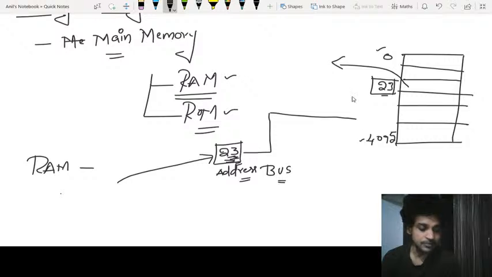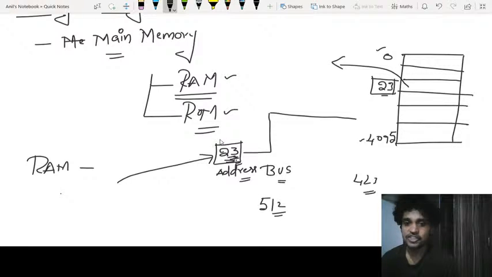Initially, it may locate 423. As 423 is not equal to 23, it goes to another address, that is 512. As it is not equal to 23, it goes to 9. As it is not equal to 23, finally it goes to 23. Finally, 23 has got located. Then once the address has been perfectly matched, the information will be read by the CPU. This is how random access works. When you talk about ROM, don't think that ROM is sequential access. ROM is also random access.